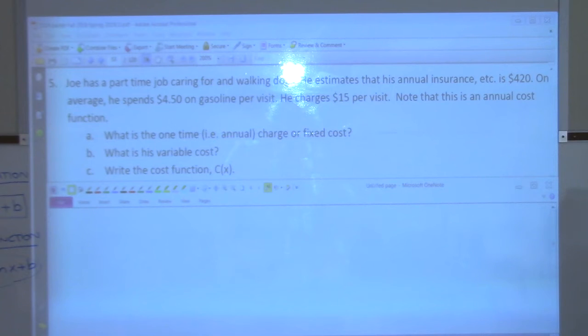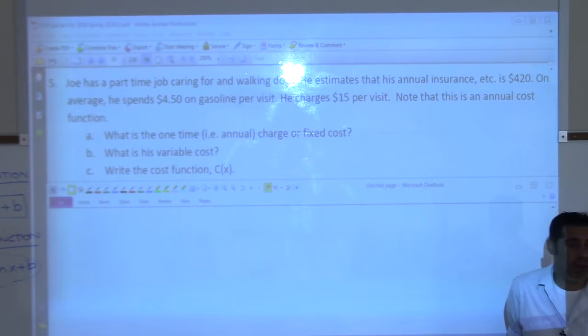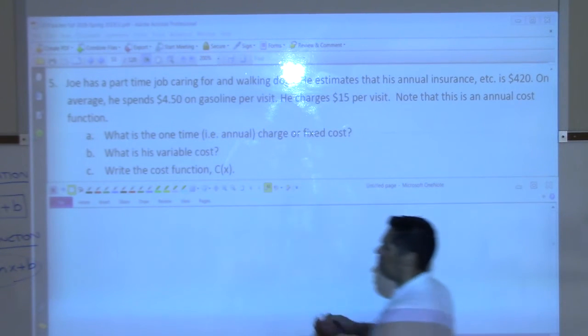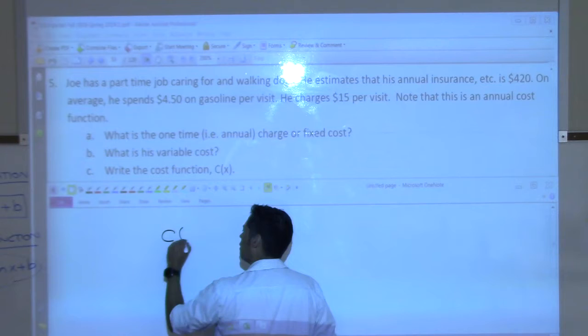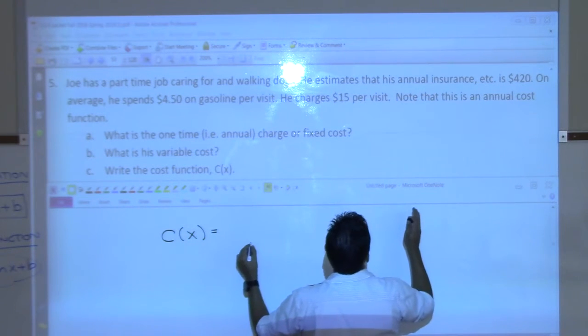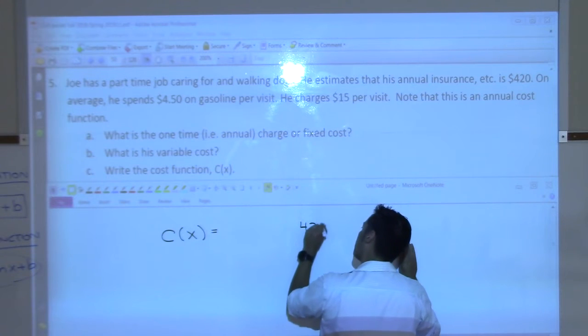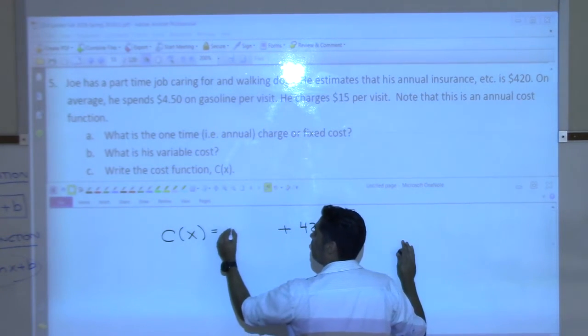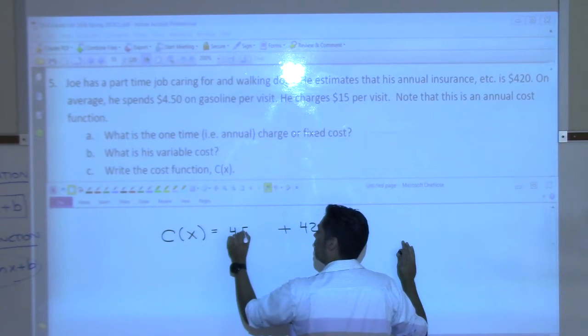The cost. So we are going to ignore what he makes. We just want to know right now the cost to run his business. All right? 450. Now, why don't you help me write out the cost function? His cost as a function of x is, we said the fixed cost was 420, right? Okay, I'm going to put that at the back. Plus his variable cost, you said, was 450x.